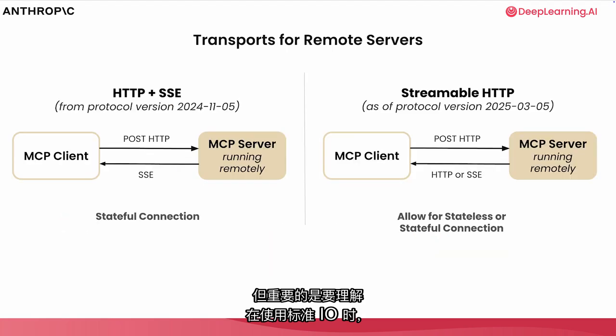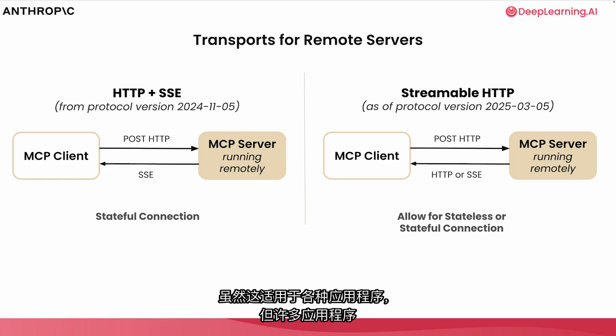When we talk about the transports for remote servers, you'll see that there are different transports based on different versions of the protocol. The original transport for remote servers involved using HTTP and server-sent events for a stateful connection. In a stateful connection, the client and the server are communicating with each other with no closed connection between requests. Data can be shared, sent, and remembered between different requests, with the ability to introduce state. In server-sent events, the server is also able to send events and messages back to the client.